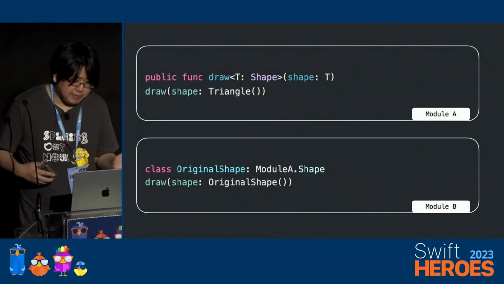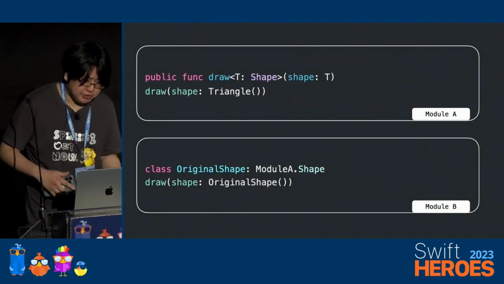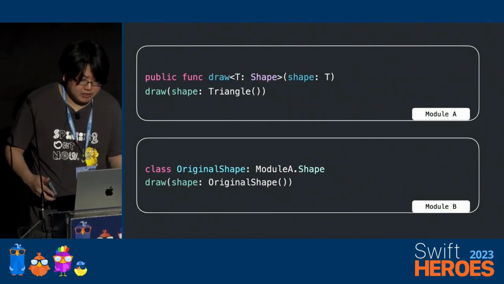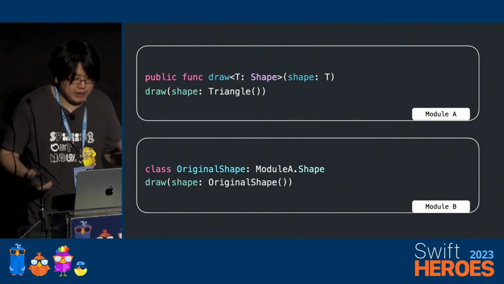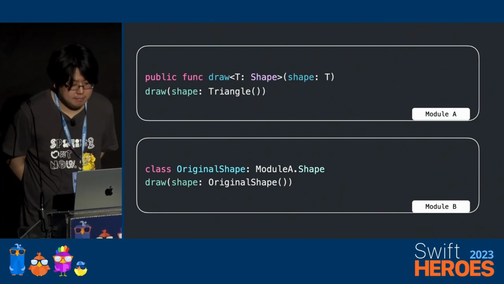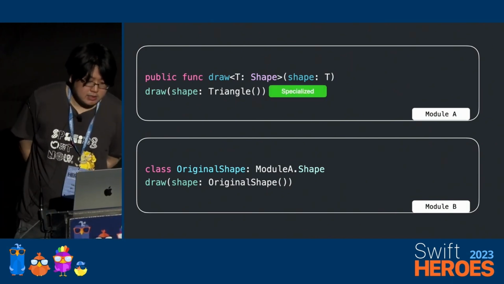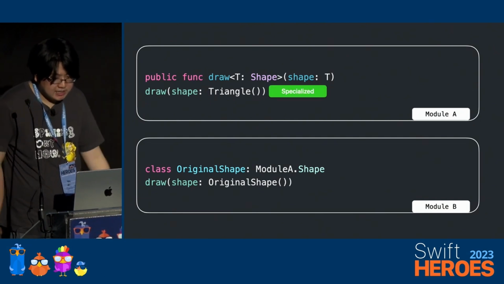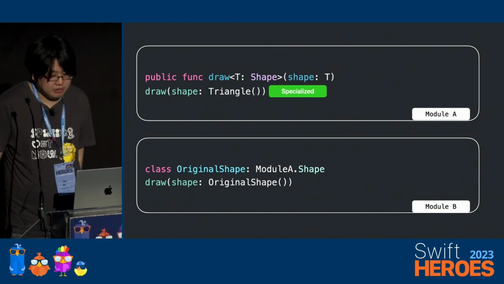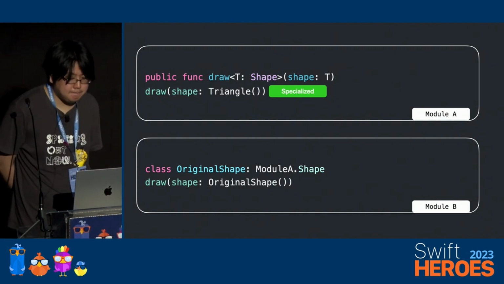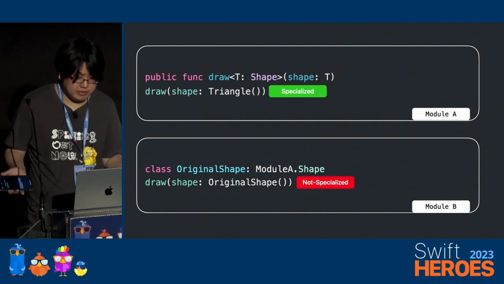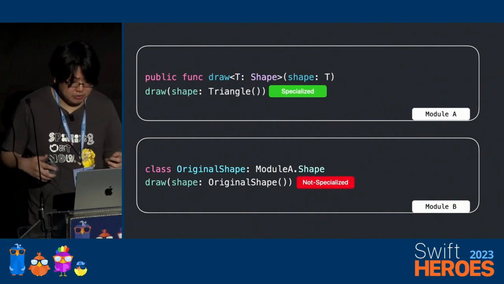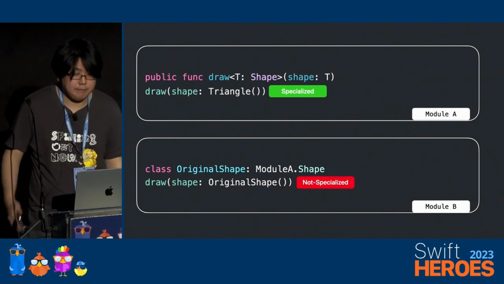Let's see how the optimizer works with several modules. Now, the draw function is public in module A and is used by module B. Inside of module A, draw is called with triangle objects, so a specialized draw for triangle is generated. However, for the use case in module B, a specialized draw is not generated. What is happening?